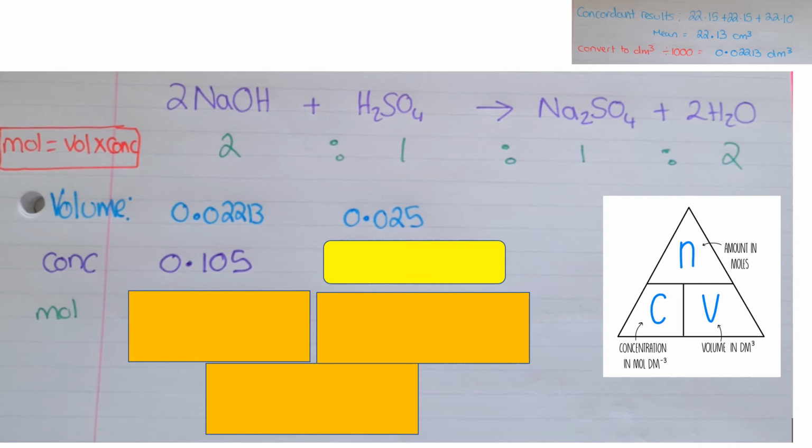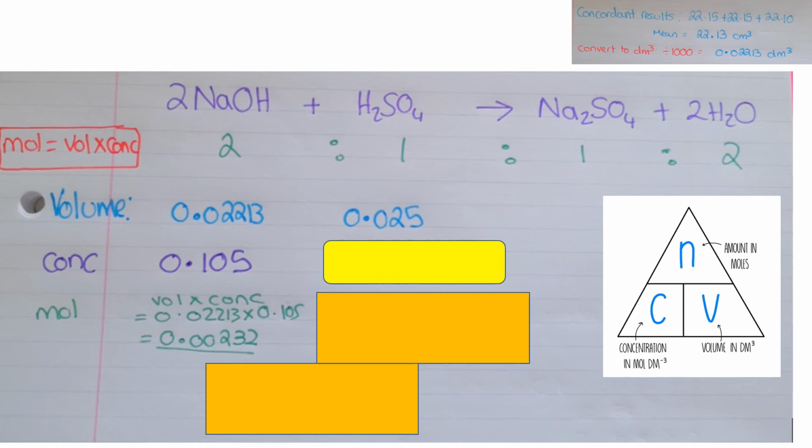And if I look at my triangle, I don't have enough information. I only know the volume, I don't know the moles to be able to work out concentration. But if I look at the sodium hydroxide, I've got two parts of that triangle. I've got the volume and the concentration, so I can work out the moles. And moles are going to be concentration times volume. So I take those two numbers times together, and I have an answer of 0.00232 moles of sodium hydroxide.